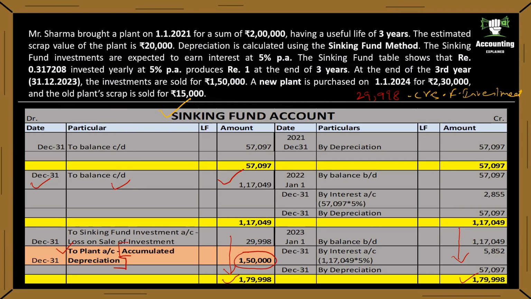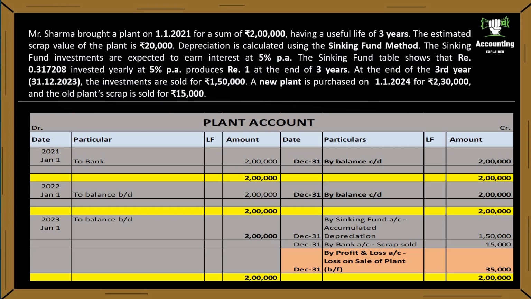Okay. Now let's see the plant account for the third year. To balance brought down from the second year, it is 2 lakhs. Now we saw in the sinking fund account a debit amount of 1,50,000 was transferred to the plant account. So in the plant account, it will be transferred to the credit side. December 31, by sinking fund account, accumulated depreciation is 1,50,000. And this plant has been sold for 15,000. The old plant scrap is sold for rupees 15,000.